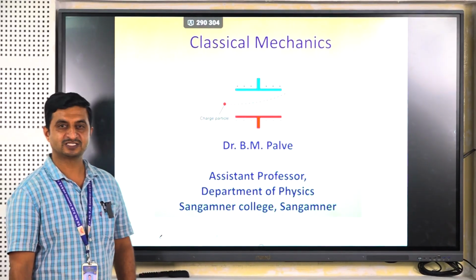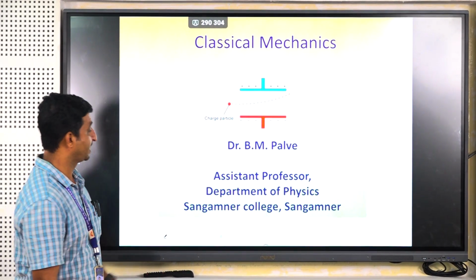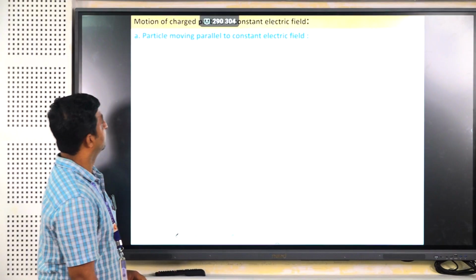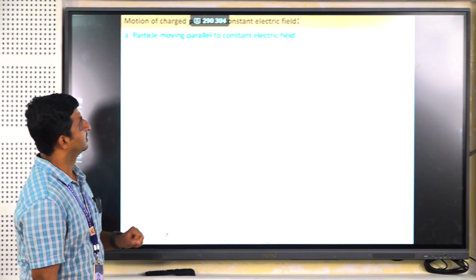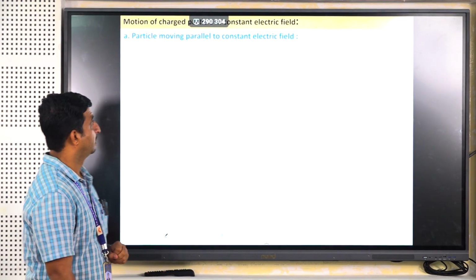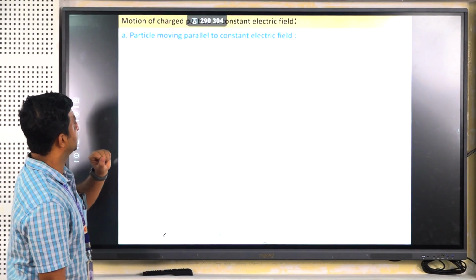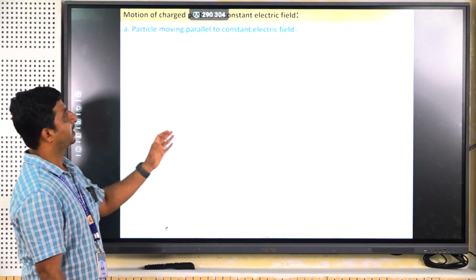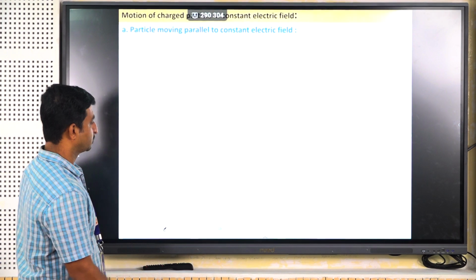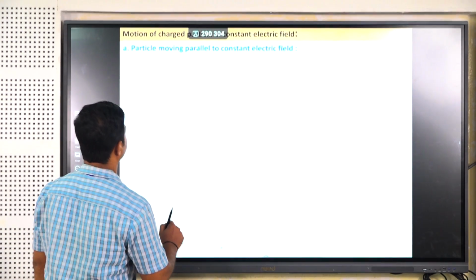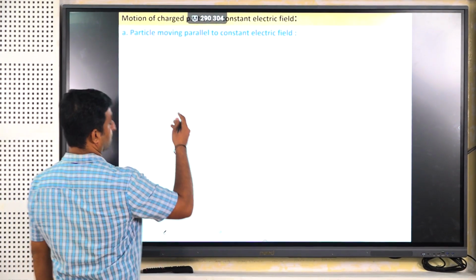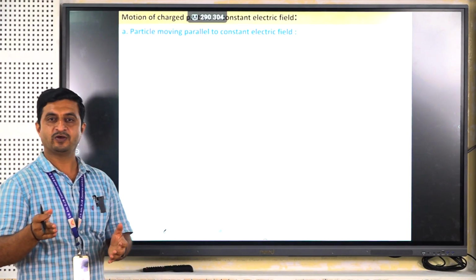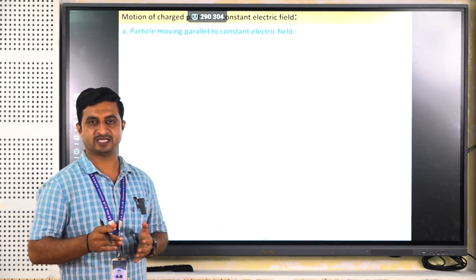Today we are going to discuss one topic from classical mechanics, and that topic is motion of a charged particle in a constant electric field. The first topic is a particle moving parallel to the constant electric field. In this topic, we have to discuss what is the effect of the electric field on moving charged particles.